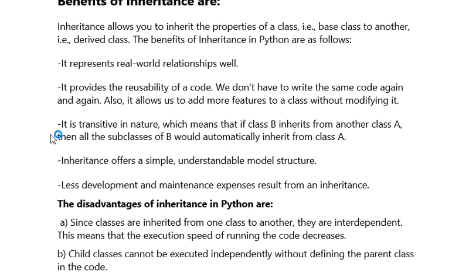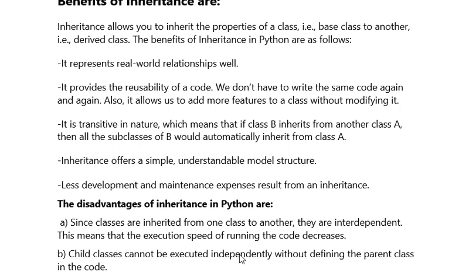Okay? Child class cannot be executed independently without defining the parent class in the code. So without defining the parent class, we cannot access the child class. Yes or no? Without having the parents, there will be no children. Without defining the parent class, we will not have any child class. So to access the child class, we must define the parent class.